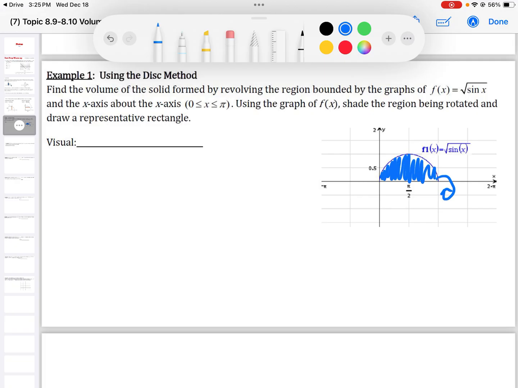Okay, so if I rotate this thing around, it's not going to be a perfect circle or sphere. It's not going to be a ball. It's going to be a little bit of an oblong ball. If you can picture that, it kind of looks like a jelly bean. All right, so since I'm rotating around the x-axis, it's going to be in terms of x.